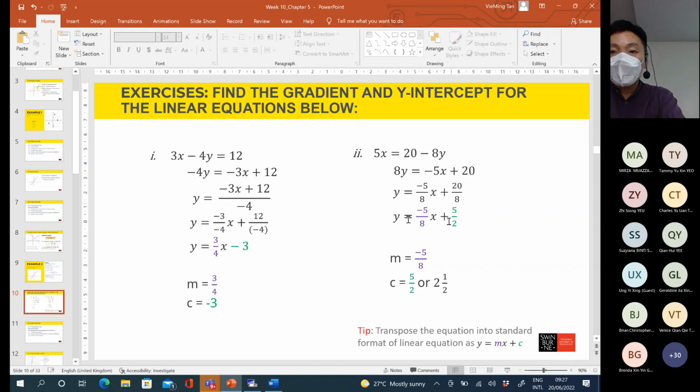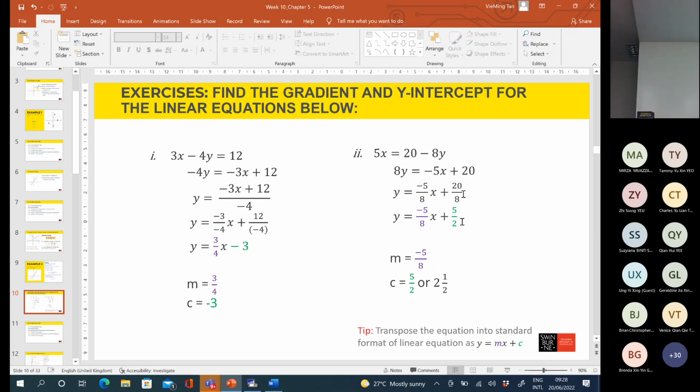Okay, how about the c? For the second term, 5 divided by 2 is a finite number, which is 2.5. So you can leave the answer in the fraction value or in the decimal number for this term. Once we already form the linear equation in the standard form, then we can make the conclusion on the m and also the c. So the m value is the coefficient of x power 1, and the c is the intercept, which is this number.